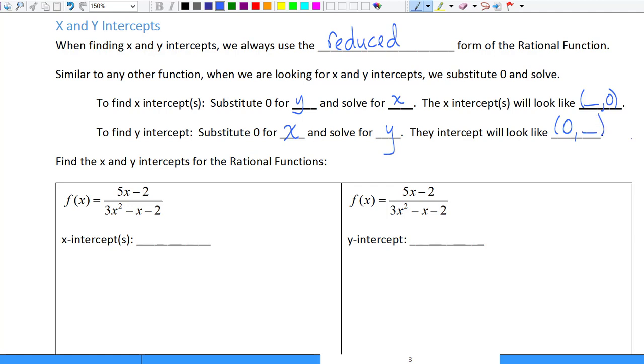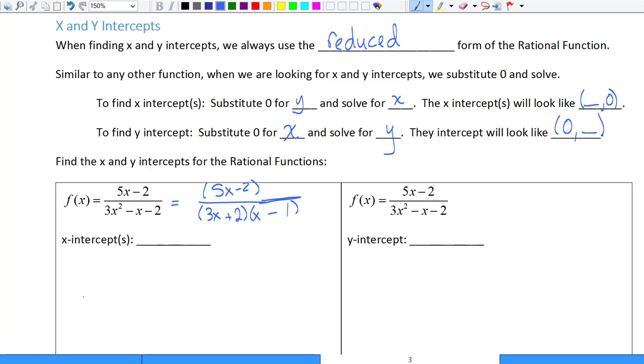So let's try to use this to find the x and y intercepts of rational functions. The first thing is, it said we always have to use the reduced form. So if this can factor and cancel or reduce, then I would need to do that. So we have 3x and x, 2 and 1, minus and plus. Does the numerator divide out with anything in the denominator? No. Because it doesn't reduce at all, then either function is fine. You can use either one.